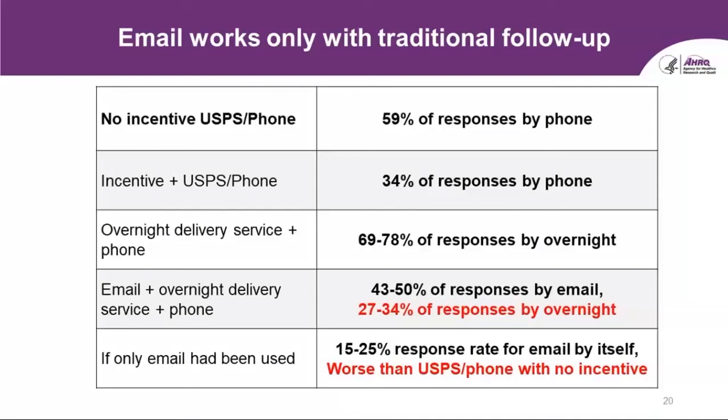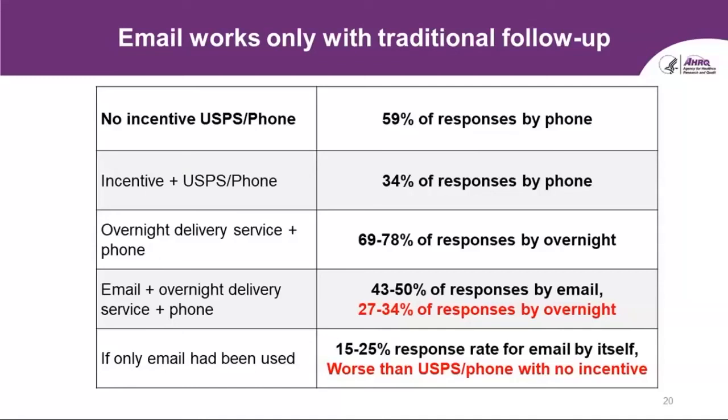So when you just used no incentive and you did the U.S. Postal Service and phone, then you got about half of your responses by phone. When you go down to this third row and you use the overnight delivery service, this is an expensive approach, and it shifts the mix of mail and telephone dramatically. Rather than getting about half or even more than half of your responses by phone, now the vast majority of your responses are in response to that overnight mail.